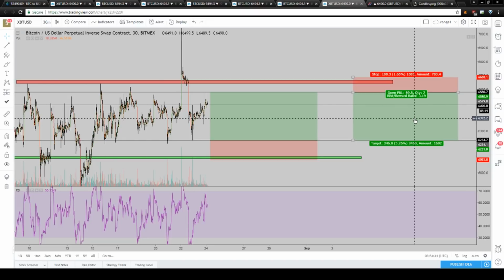Okay? So that is how I utilize stop loss, where I put them, and how much I risk, percentage-wise. Okay?